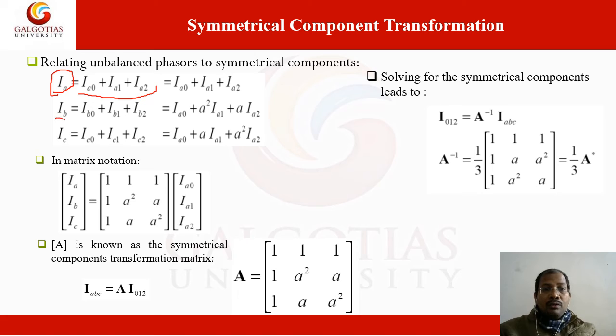Similarly, we can write phase B and phase C. We have to represent all these phase sequences in terms of IA: IA positive, IA negative, IA zero sequence. When you replace them, you can see that IA1 and IA2 are okay. But for phase B, IB1 we can write as a square IA1, and IB2 as a times IA2. Similarly, IC1 is a times IA1, and IC2 is a square IA2. So we have to represent this in matrix form.